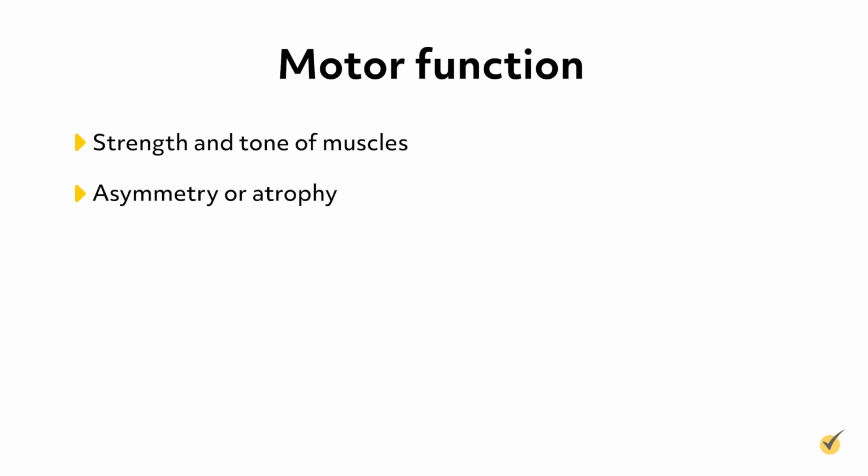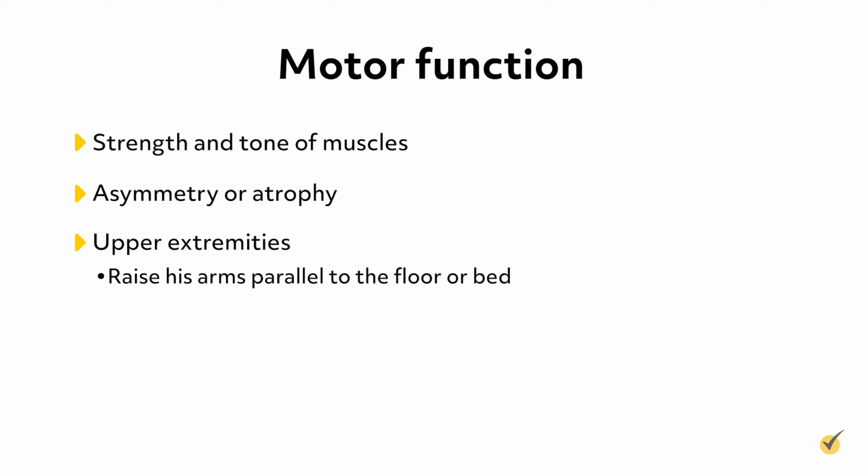Evaluating motor function involves assessing the strength and tone of muscles, looking at both sides of the body simultaneously. Take note of any asymmetry or atrophy on one side, which often indicates weakness. When assessing the upper extremities, have the patient raise his arms parallel to the floor or bed and have him resist when you push them down.